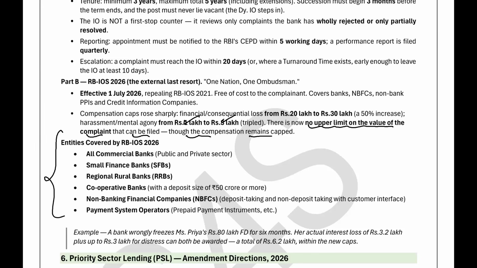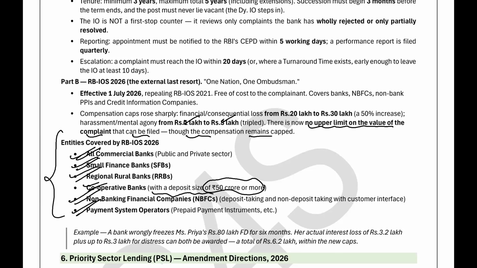Please note it down. Entities covered by RBIOS 2026 are all commercial banks, that is public and private sector, small finance banks, that is SFB, regional rural banks, and cooperative banks. It is important, in a bracket you should also write with a deposit size of rupees 50 crore or more. These entities are covered under RBIOS. Now non-banking financial companies, that is NBFC, which are deposit taking and non-deposit taking with customer interface.